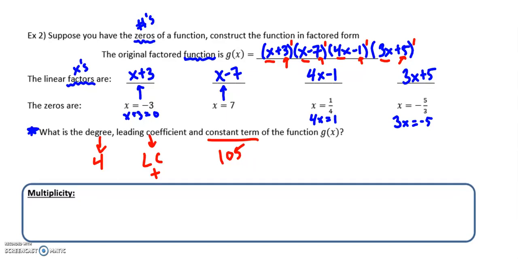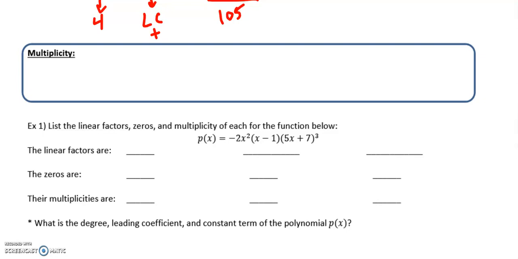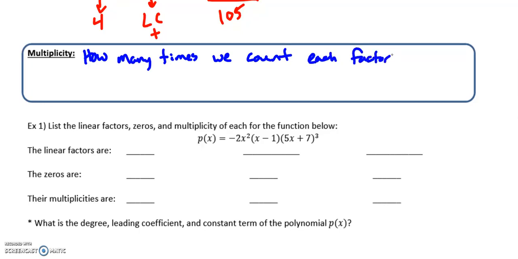But more importantly is going backwards from the zeros up here to the linear factors. One more term that we have to introduce here is what's called multiplicity. For multiplicity, I'm just going to simply define that as how many times we count each factor or zero or root. I'm going to use those terms pretty interchangeably here because there's that relationship between them. So how many times we count each factor or zero or root.